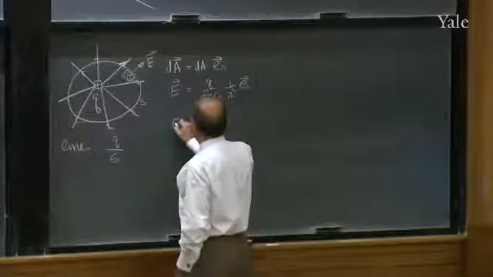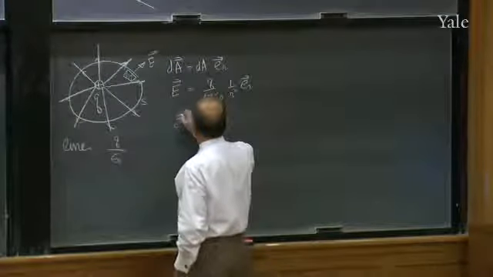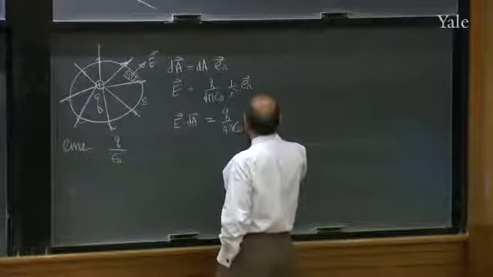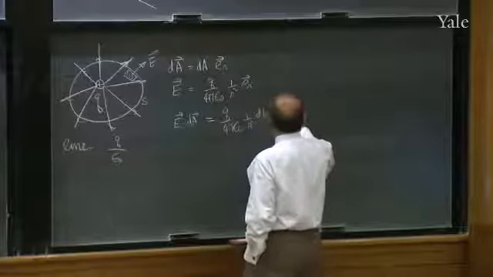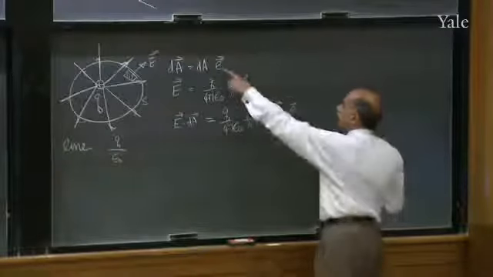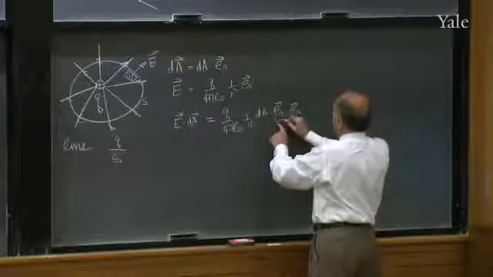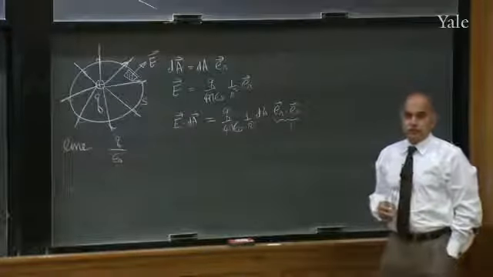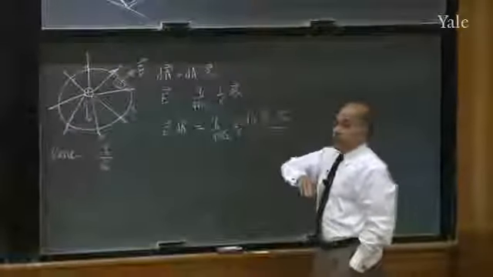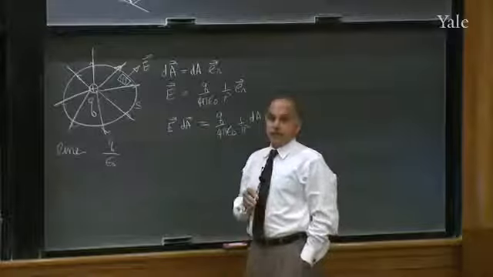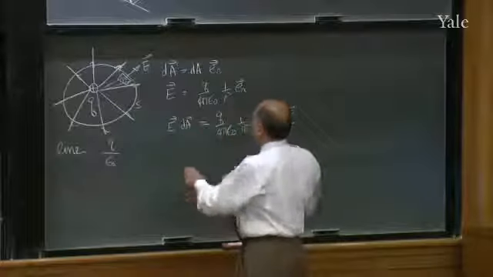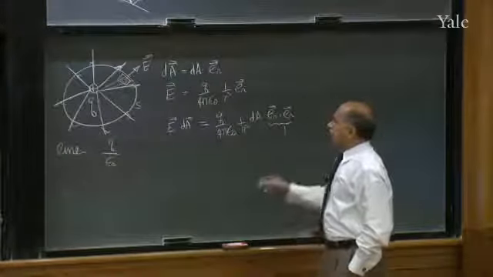Therefore, E dot dA is equal to Q over 4 pi epsilon 0, 1 over R square dA times ER dot ER. This is the dot product of the area vector with the electric field vector. The two unit vectors are parallel. The dot product of that guy with itself is just 1. So this is the number of lines crossing the tiny area, because electric field numerically is equal to the line density. So the number of lines crossing that patch is given by E dot dA.